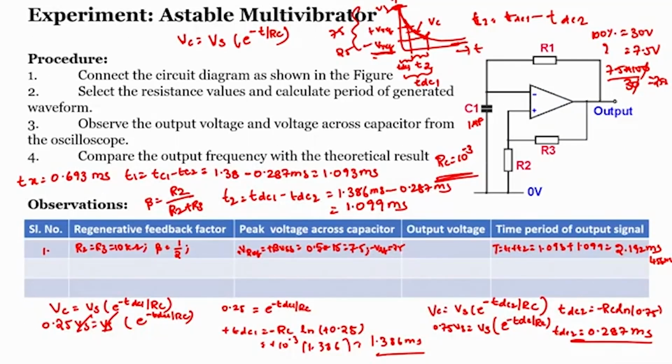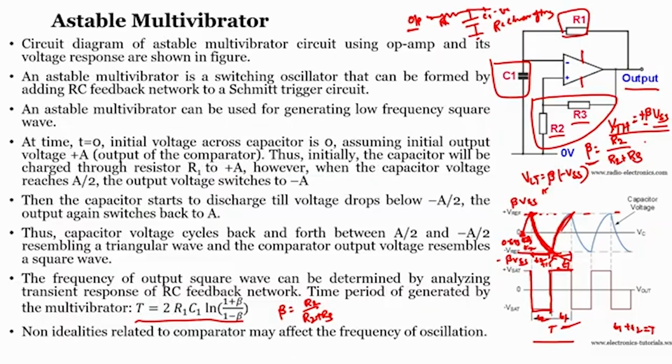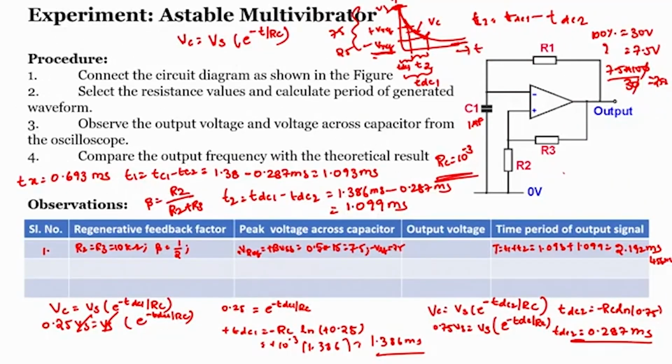We will also see with our experiment, and we also have the formula here, T is equal to 2 R1 C1 into log of 1 plus beta by 1 minus beta. So, how do we calculate? We can calculate in the same way, rather than taking the values, we can substitute into it, as we have already seen as the professor explained in the theory class. So, we can see the same thing.